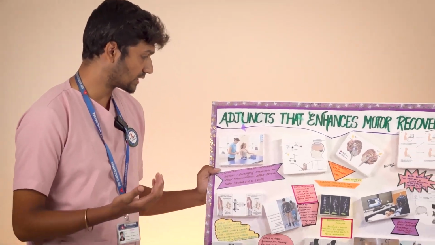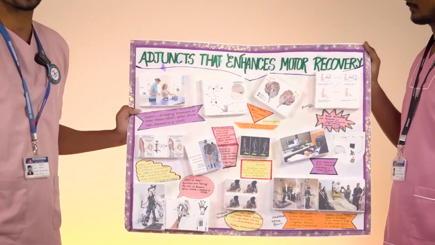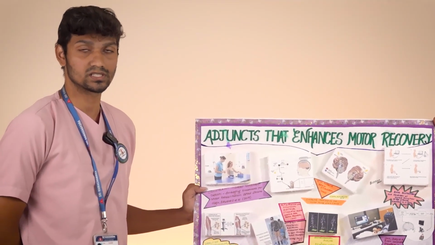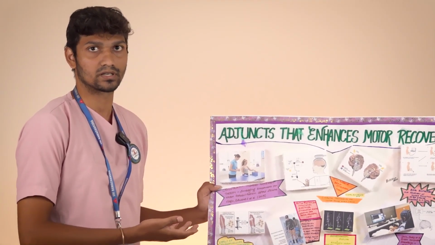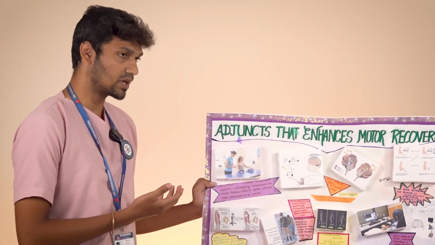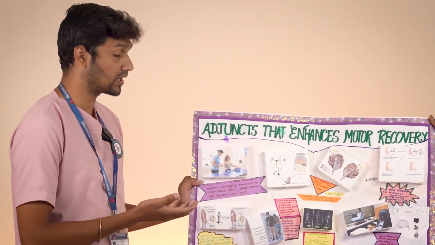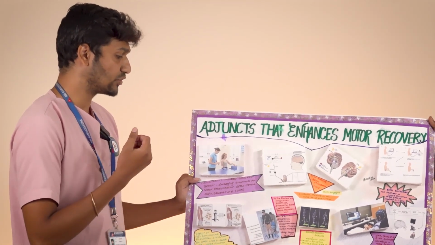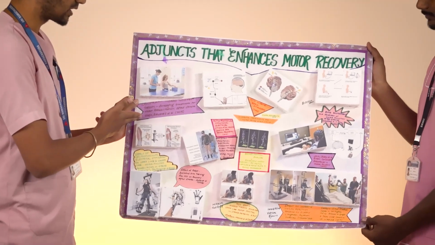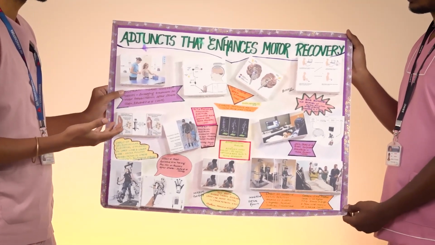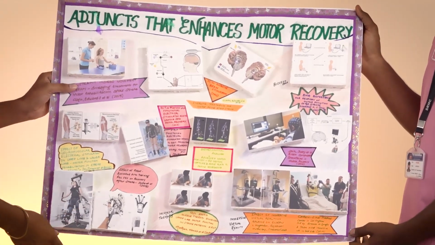To start with, constraint-induced movement therapy. Constraint-induced movement therapy is an evidence-based rehabilitation technique designed for functional activities of the affected limb. The name itself denotes that the normal limb will be constrained and the affected limb will be induced to move. This is the article which supports constraint-induced movement therapy, where 50% of the population in this article showed a valid recovery.